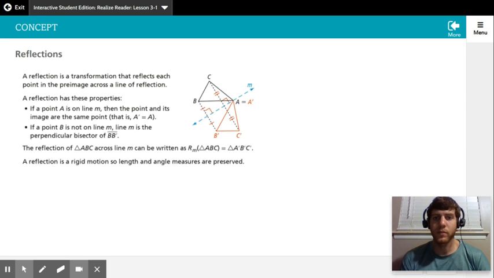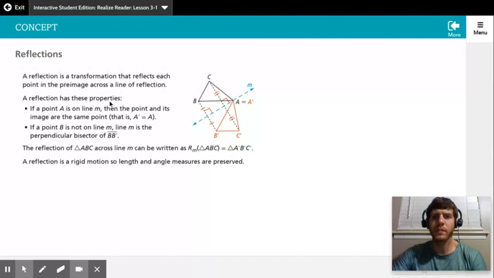The first type of rigid transformation that we're going to talk about is reflections. It tells us here that a reflection is a transformation that reflects each point on the preimage across a line of reflection. If we remember, the preimage is the starting image, and the image is what we get after we do the transformation. Here we're going to reflect triangle ABC over the line of reflection, line M.